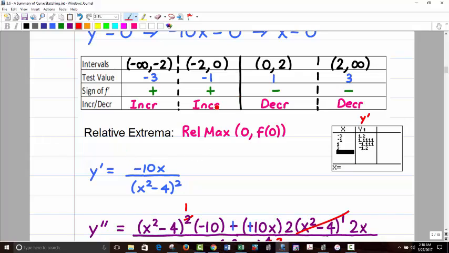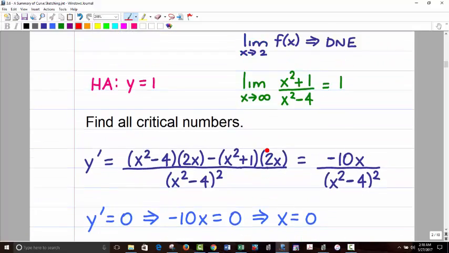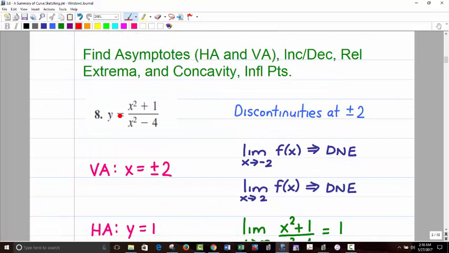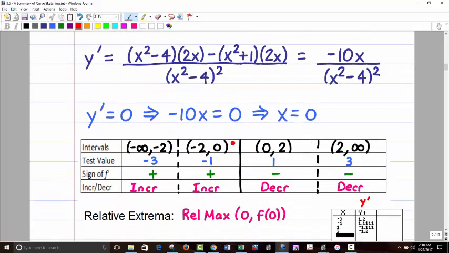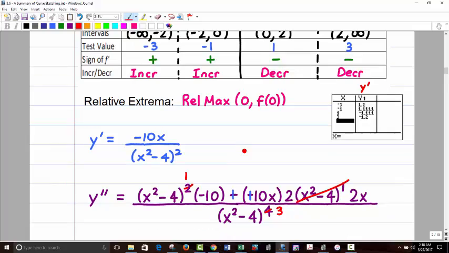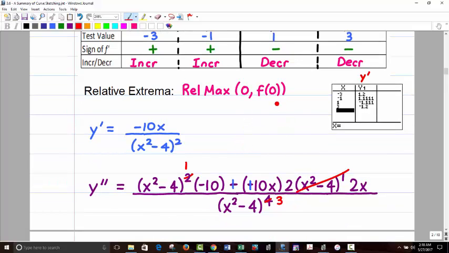Now at 0, we go from increase to decrease. So that's a relative max. So we have relative max at 0, f of 0. And the actual point then would be what? If you go up here and look at it and put in 0, you would get 1 over -4. So the actual y coordinate's -1/4. So like I said, it's not that difficult to plug that in there. I just generally write it like that, and if we need to plug it back in, we can.